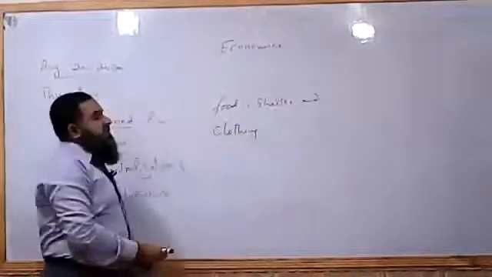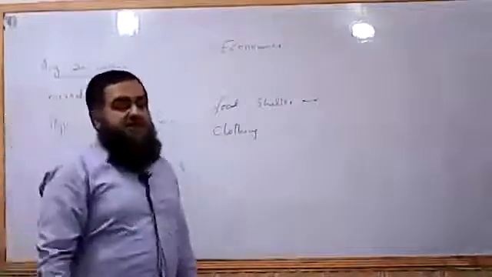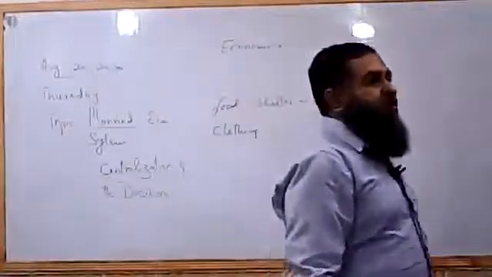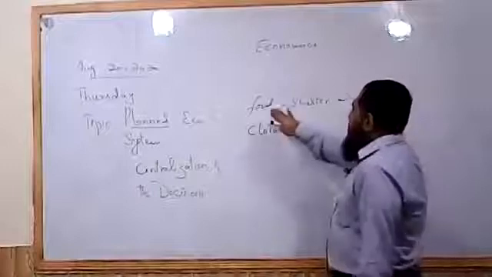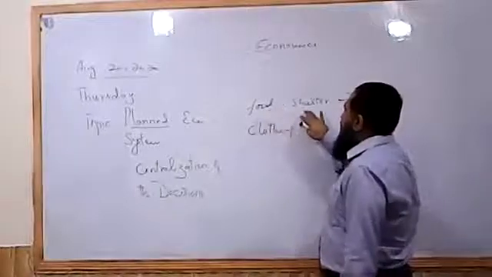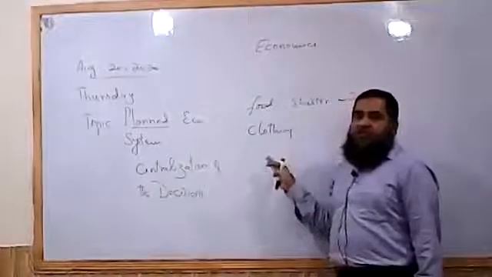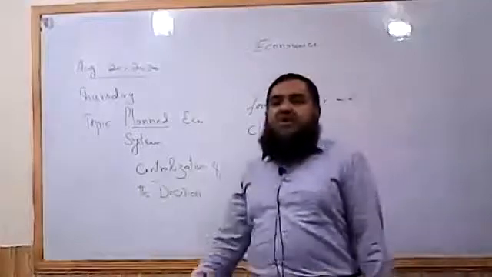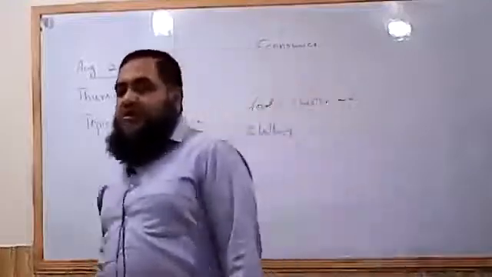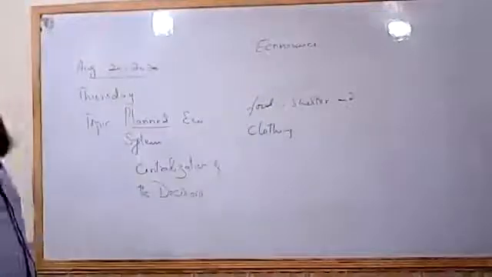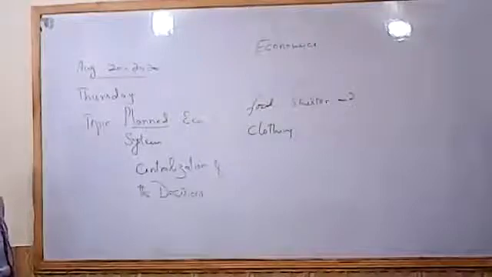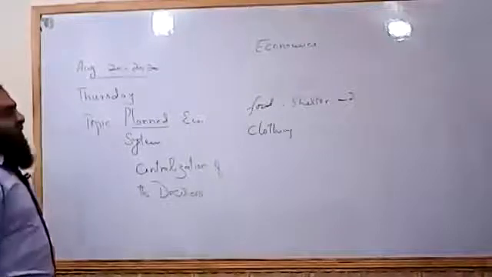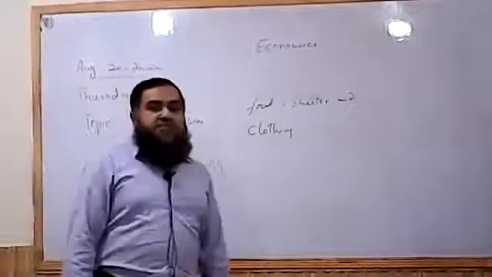All of them will be the responsibility of the government. Each and every individual of the society or the country should be provided basic food, shelter, and clothing. Food is supplied by the government, shelter is provided by the government, and clothing is also provided. You will be thinking, how is it possible that the government is supplying these things? Is the government supplying them at the doorstep of the people?